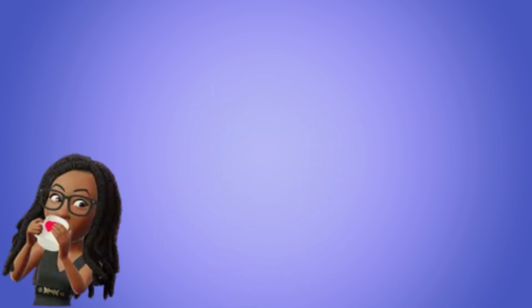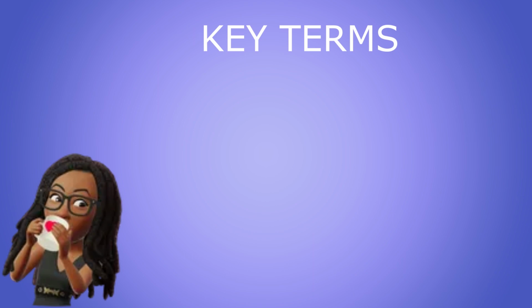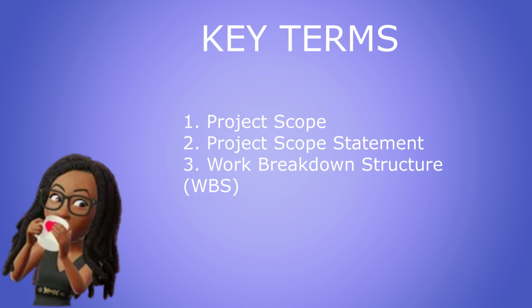A good place to start is by defining three key terms and seeing how they are related. And those terms are: 1. The project scope, 2. The project scope statement, and 3. The work breakdown structure, or WBS. The scope of a project refers to all the work that needs to be done to deliver the project's end product, service, or result. The project scope statement is a project tool that documents a high-level overview of the scope, including its major deliverables, assumptions, and constraints.